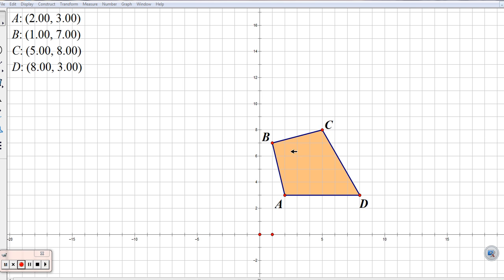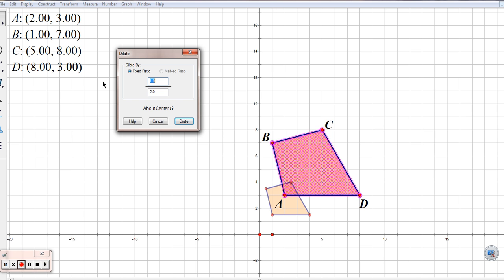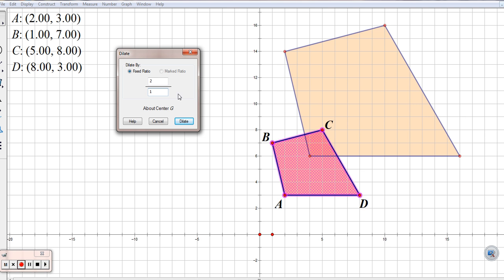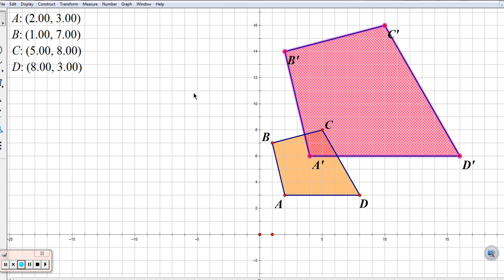Here I have my object. I've measured my coordinates. Now I'm going to take my object and I'm going to dilate. Now, please pay attention to the fact that there is something called a fixed ratio here. A ratio is simply a fraction. I'm going to change this fraction to a 2 over 1 fraction. 2 over 1 is the same as 2, of course, so I'm dilating with a ratio of 2.